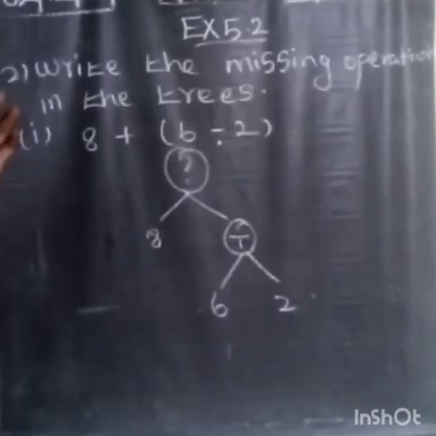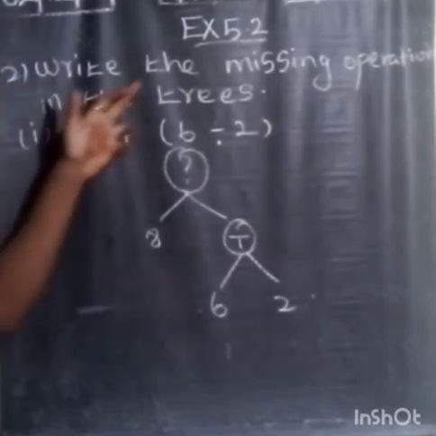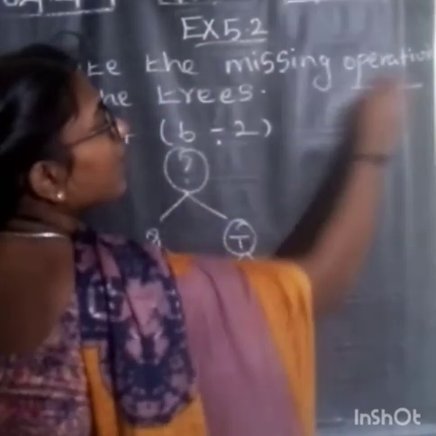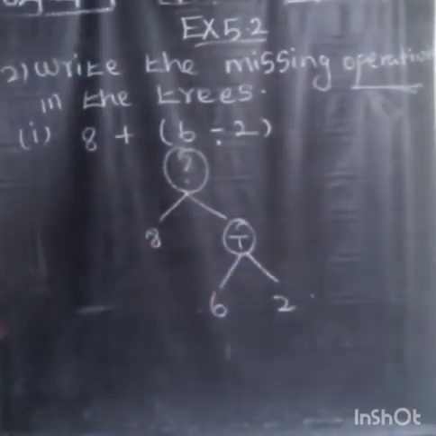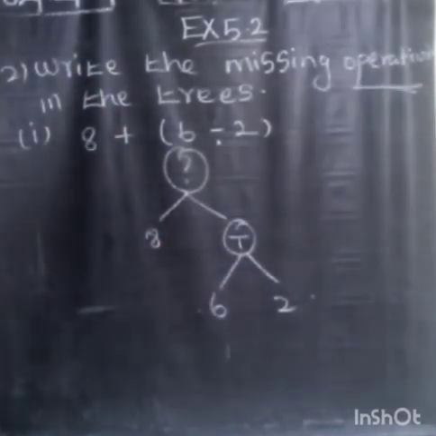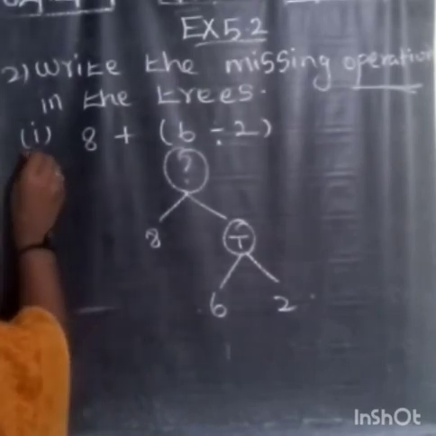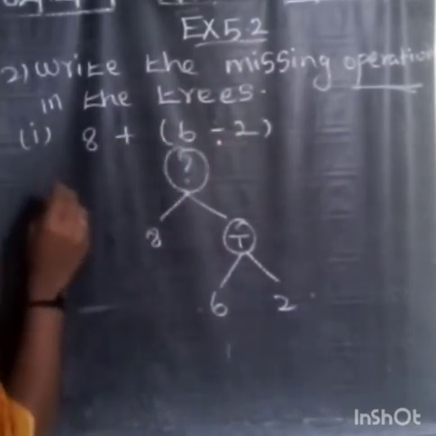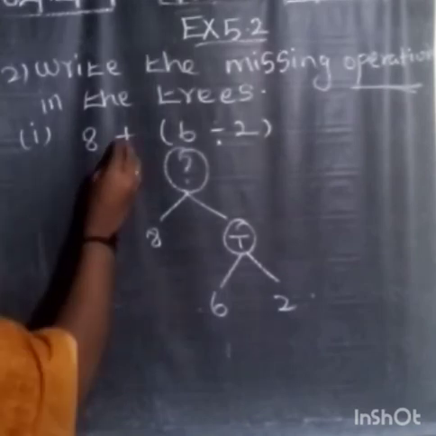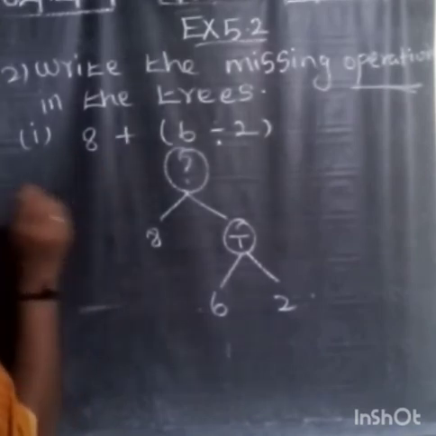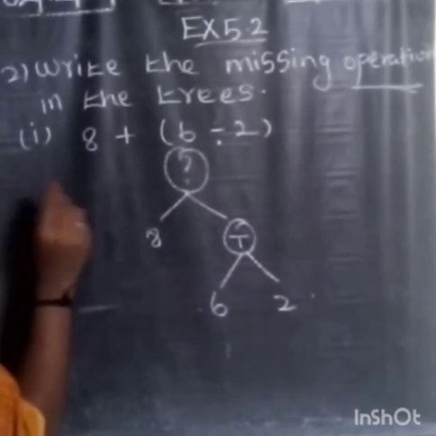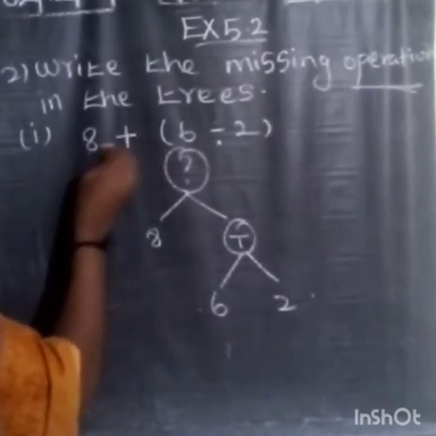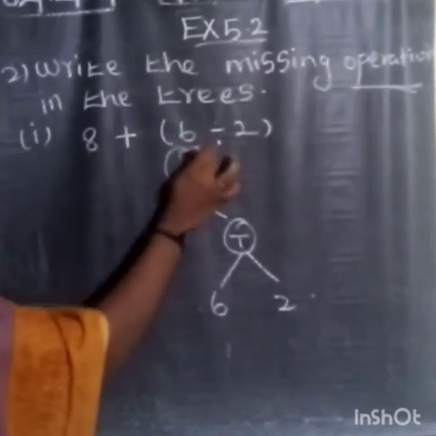The next question, question number 2: write the missing operation in the tree. Here we have to find the missing operation, not the missing numbers. Taking subdivision 1: 8 plus 6 divided by 2. First we have to see the root of the tree. Here there are two expressions, 8 and 6 divided by 2.